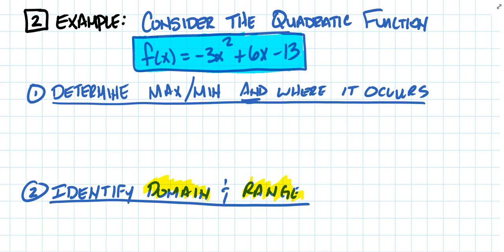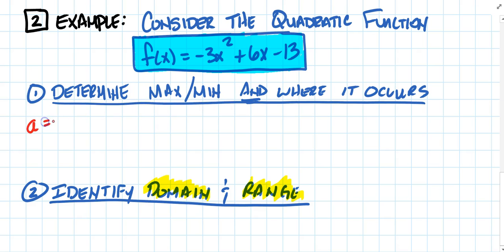It's an example, and we're going to consider the quadratic function f of x equals negative 3x squared plus 6x minus 13. So we want to determine whether or not it has a min or a max and where it occurs. And then we want to identify the domain and the range of this thing. Okay, so to determine whether or not it's a min or a max, we take a look at the a value. So let's write down what we know.